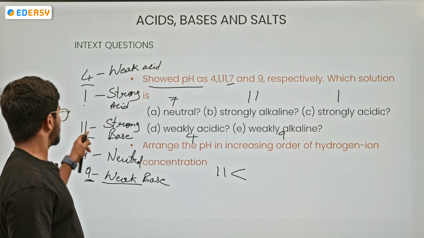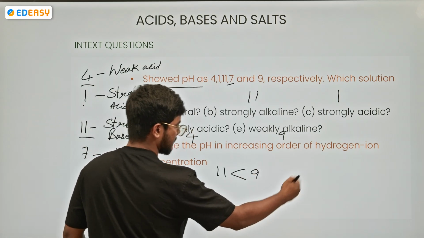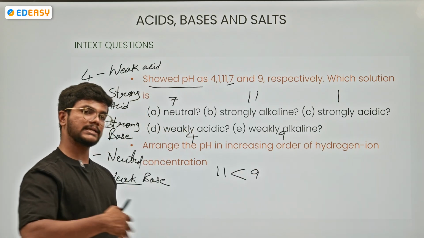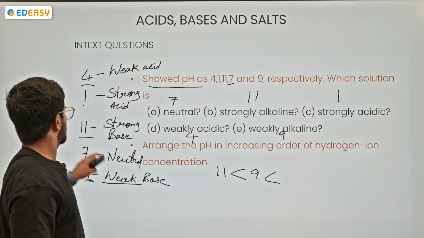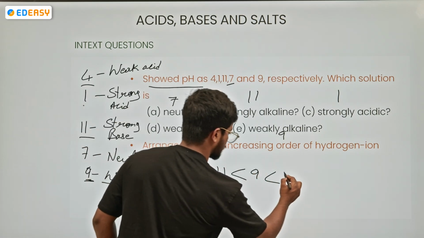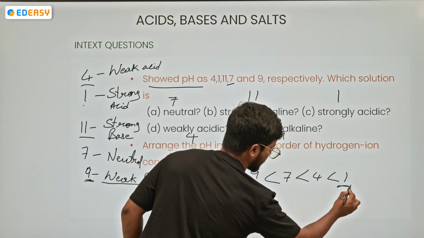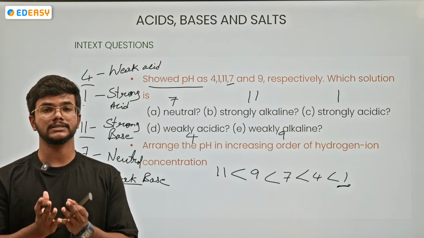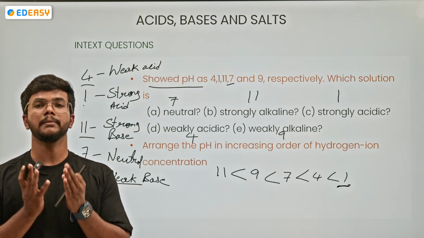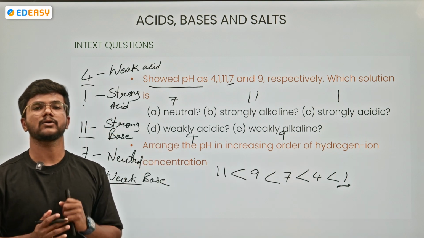And after that, 9, as the value decreases, the hydrogen concentration increases. Next, 11 to 9, 9 to 7, 7 to 4, 4 to 1. So 1 is the strong acid which contains more hydrogens. The hydrogen concentration will be more. So this is the increasing order of the hydrogen ion concentration.